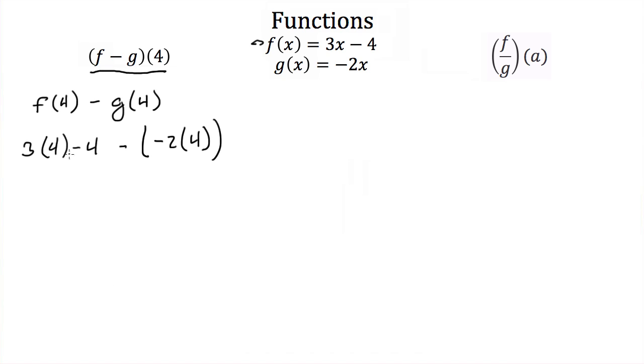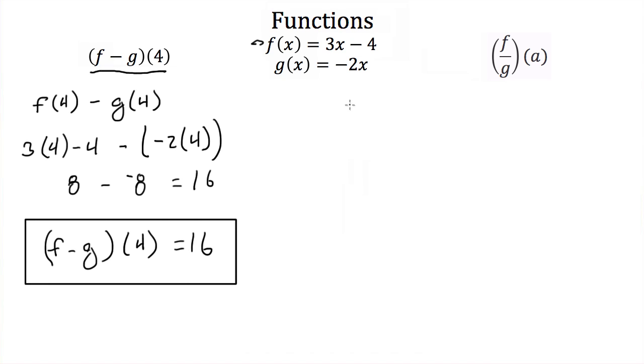3 times 4 is 12, subtract 4, and we get 8. And then we're going to subtract a negative 2 times 4, or a negative 8. 8 minus a negative 8 is equal to 16. So f minus g of 4 is equal to 16. We have one more practice problem.